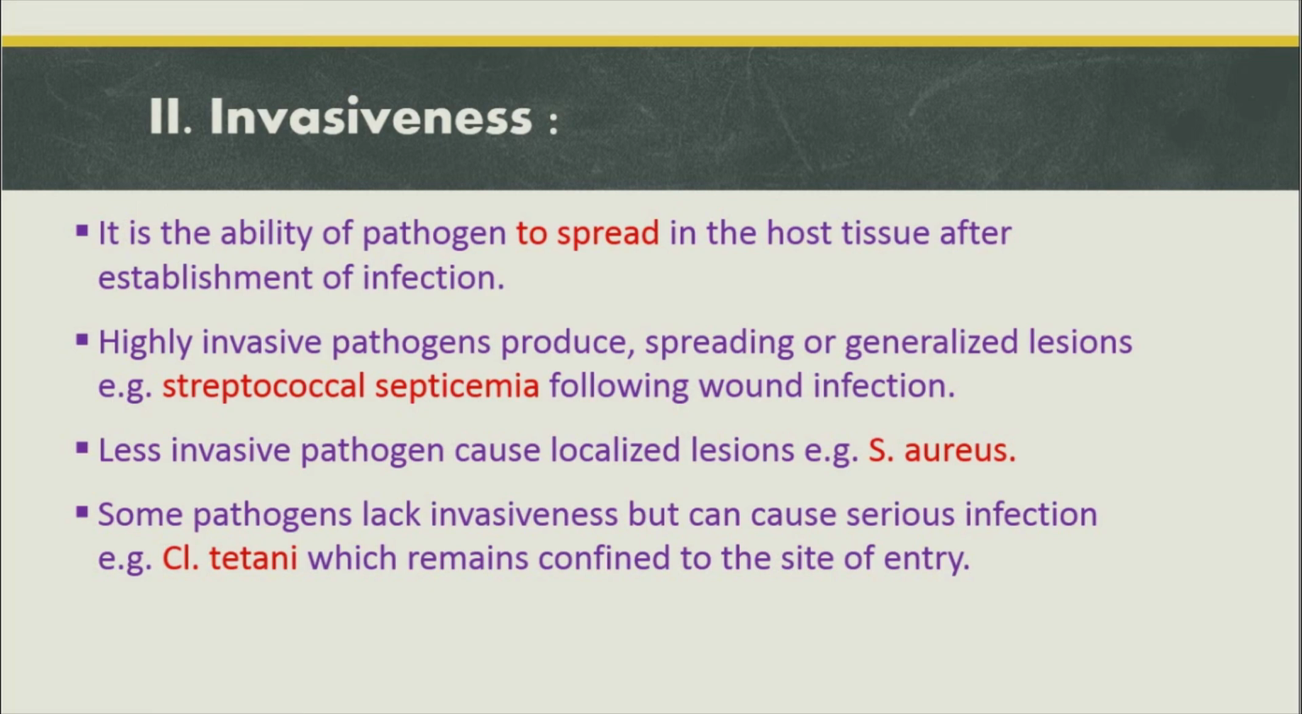So although C. tetani remains confined to the site of entry, that is the wound infection, it is able to produce a powerful toxin which spreads, acts on the central nervous system and causes harmful effects to the host. And that is why although they are not invasive, they are highly pathogenic and highly active. So this is one of the exceptions for invasiveness.